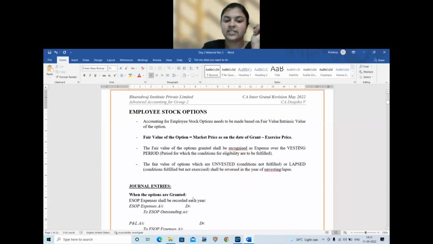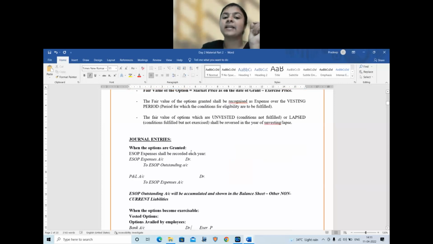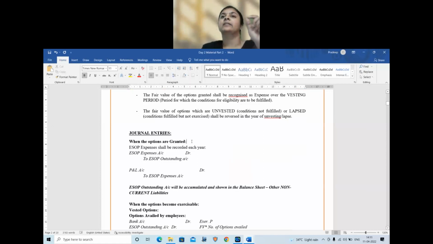Moving on to the journal entries. When the options are granted, the expense is recognized not on the grant date, but at the end of the year. At the end of the year, the expenses are recognized in the books of accounts.